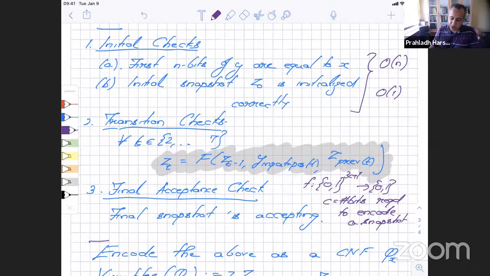This function is going to take 3 snapshots, zt, zt minus 1, z prev t. It's going to take those 3 snapshots and this one extra bit and check that things are fine. It is some function of this form, 3c plus 1. So this is a function on a constant number of inputs. We know how to take any function and convert it to a CNF. So for each of these functions we will write phi f, a phi f for each time step t.